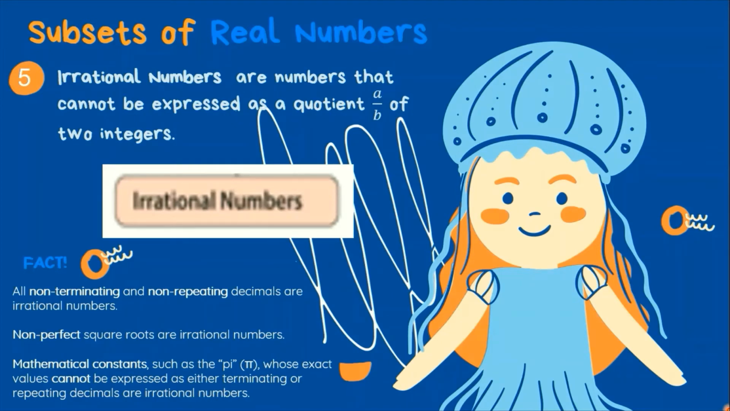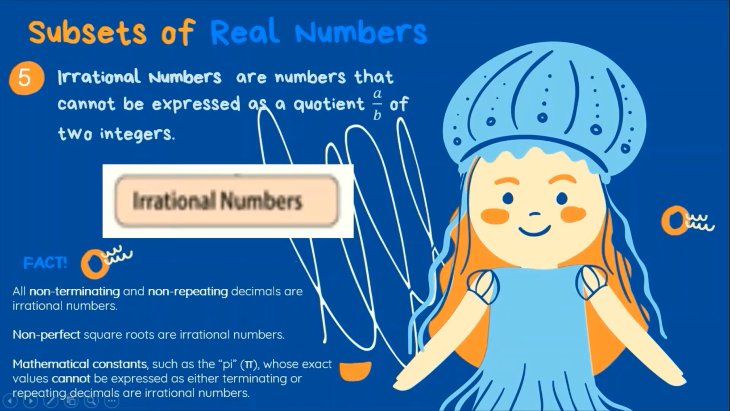Also, mathematical constants such as the pi, this is the symbol for pi, whose exact values cannot be expressed as either terminating or repeating decimals are irrational numbers. Marami tayong mga constants sa math. One example is the pi. This symbol is usually used in circles. These mathematical constants, ang kanilang mga value ay non-terminating and non-repeating, hindi natin ma-co-convert into a fraction. Kaya sila ay irrational numbers.